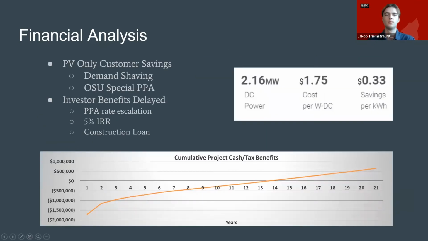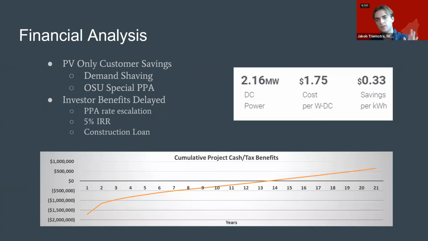And then moving on to a little more of the customer analysis. Most of these savings that you see with that 33 cents per kilowatt hour comes from peak demand shaving. That's without a battery system. This is just taking into account PV because there's still times where peak demand coincides with peak generation from the solar system. And then, as we mentioned before, the OSU special PPA at around 4 cents per kilowatt hour is difficult for us to beat, but we account for this later with Ohio State having their own independent energy goals, where they're putting green electrification as a higher priority than cost of the system, perhaps.